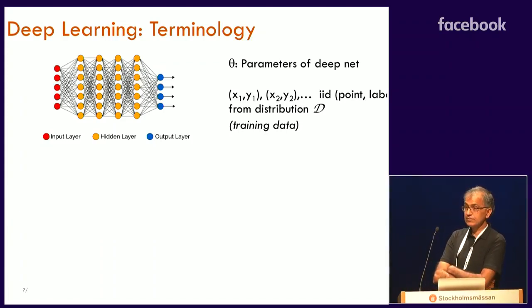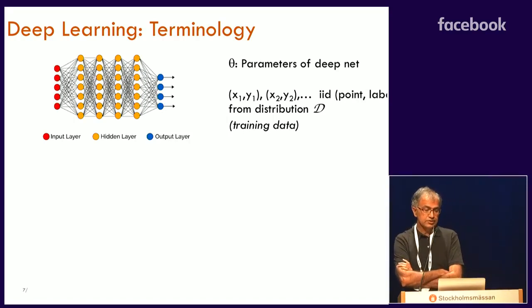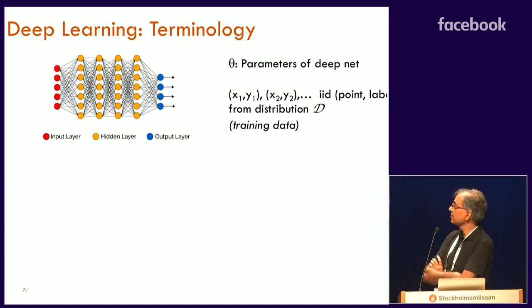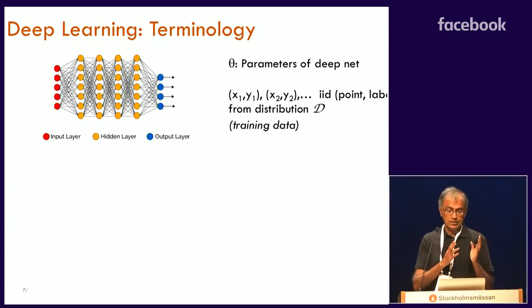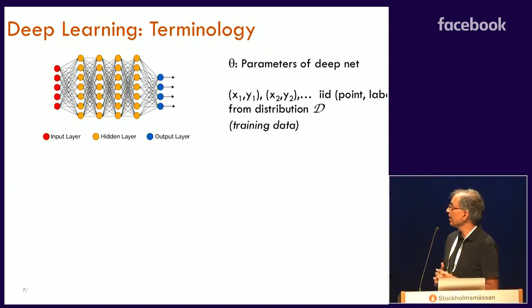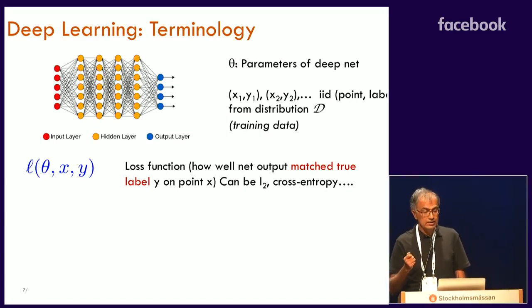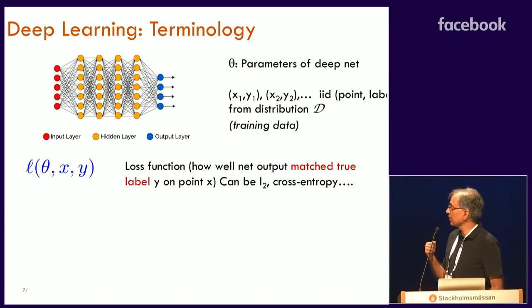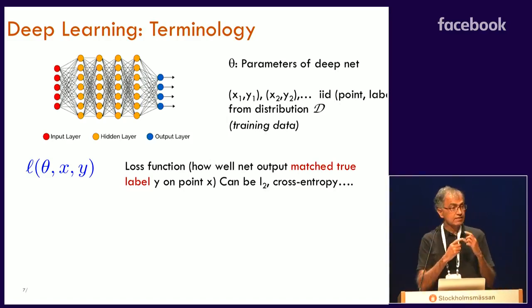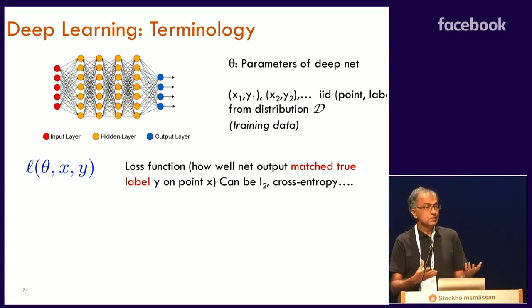I'll start by telling you some terminology just so that we have a common notation in our discussion. So theta denotes the parameters of the deep net. And there's training data, which is a sequence of data points, xi's, and they're labeled yi. And these are supposed to be IID draws from some distribution of all possible training data. And so this is your training data, the sample. And the loss function, given an input x, a data point x, and a label y, is some function, for instance, L2, or cross-entropy loss, which describes how well this net theta on input x, the output that it produced, matches y.